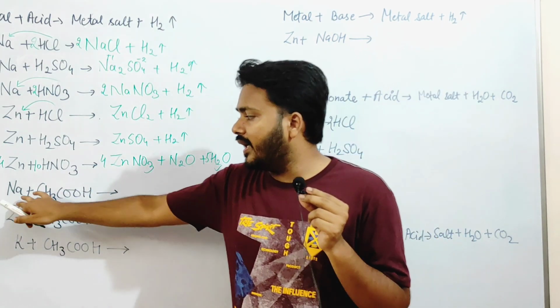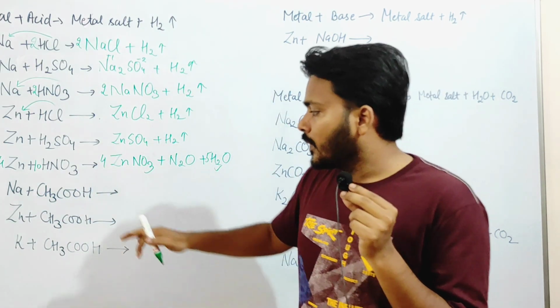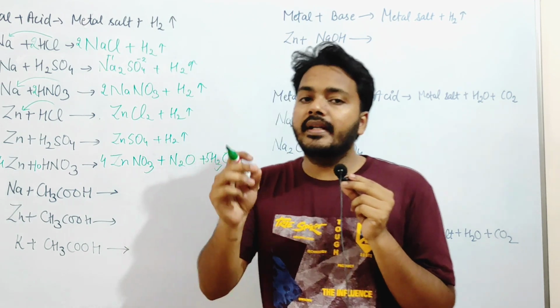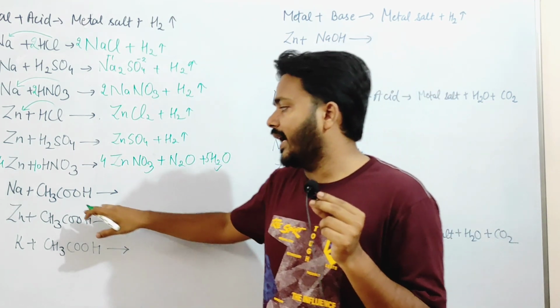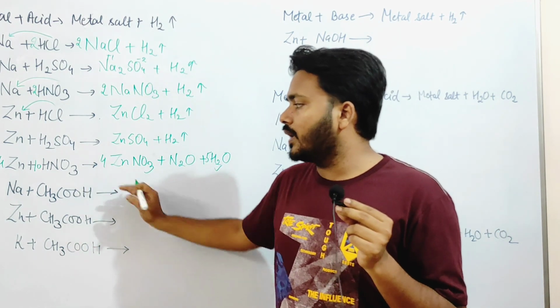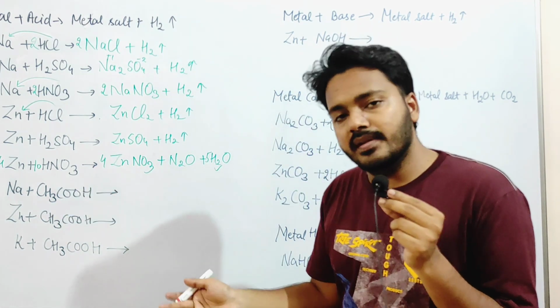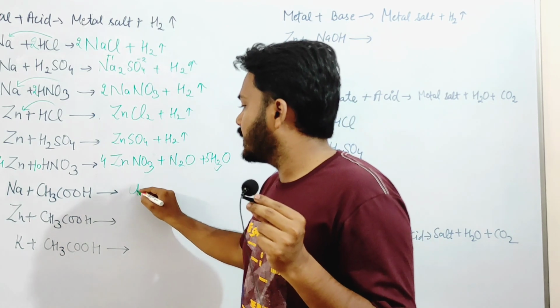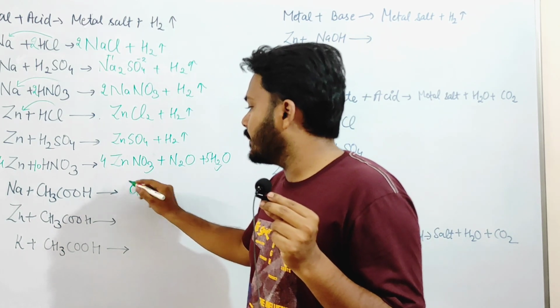Now I have taken a very reactive metal, that is sodium, and I am reacting it with a very weak acid, that is vinegar, acetic acid. What will be the product? Remove the hydrogen and connect sodium. This is the product. So the product is the same as it is, right?